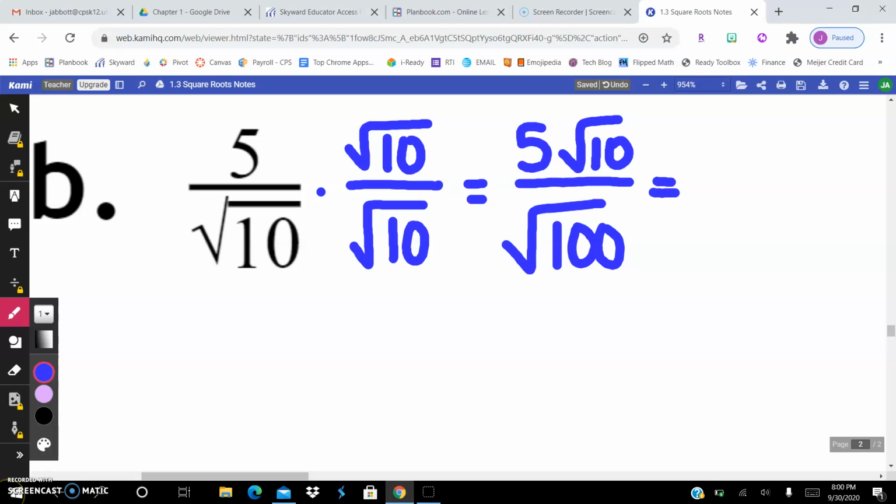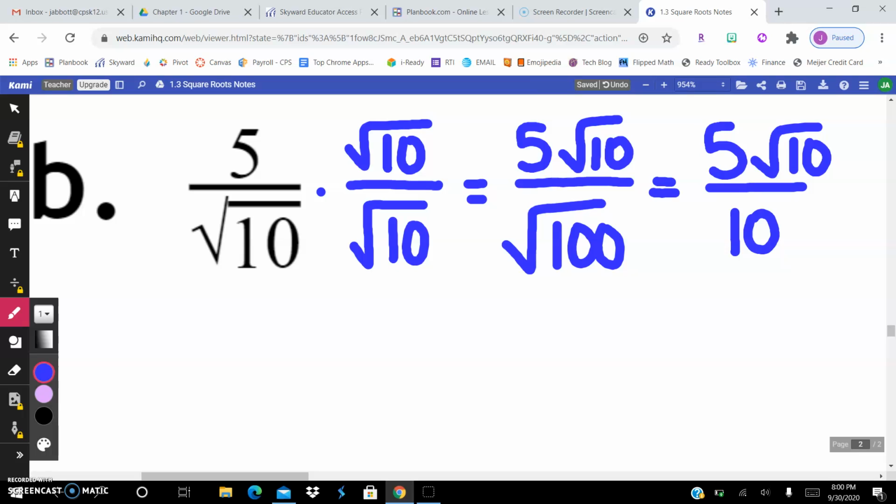And the square root of 100 is 10. And I can't break 10 down. 10 I can break down to 5 and 2, but they're not perfect squares, so we're going to leave square root of 10 there. So I have 5 square root 10 there.